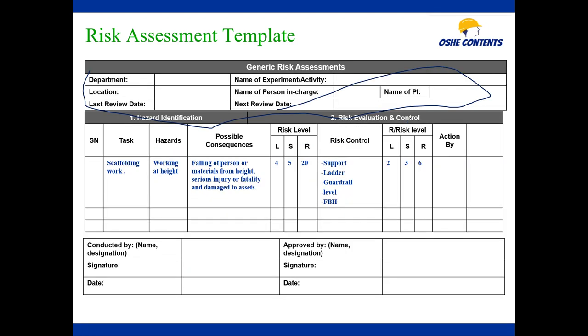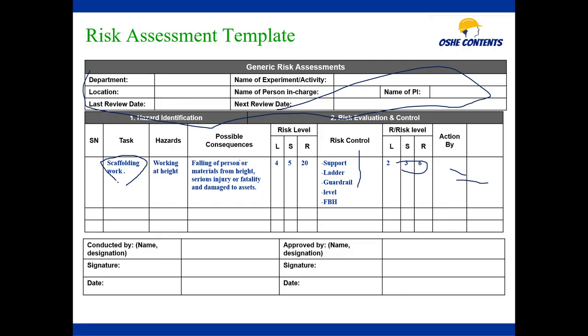So coming down here, we have risk level, and then risk controls, and then we have residual risk. What will be the residual risk? Action by: there is no need for an action-by timeline, because we can make the generic risk assessment even when the project has not started, or is just in mobilization time, before activities. Many times before activities you need to prepare the generic risk assessments, and the specific or dynamic risk assessments you can make after, once you start the activities, or at the same time. So you can make that dynamic risk assessment.